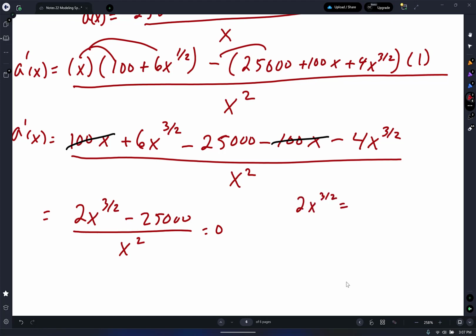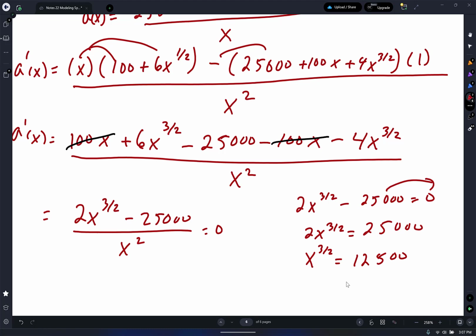2X to the 3/2 minus 25000 equals 0. I guess I should show the steps. Move the 25,000 to the other side. 2X to the 3/2 equals 25,000. Divide by 2. X to the 3/2 equals 25,000 divided by 2. Is that 12,500? And then either raise it to the 2/3, or take the cube root and then square it. Raising X to the 3/2 to the 2/3 will give x.